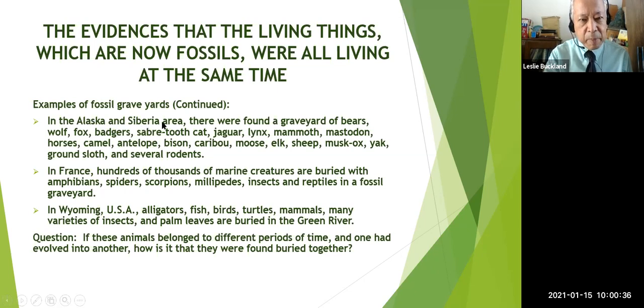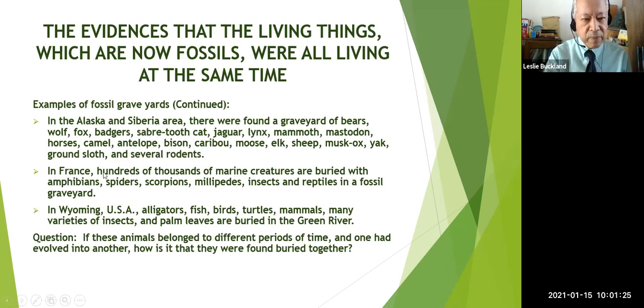In the Alaska and Siberia area, there were found a graveyard of bears, wolf, fox, badgers, saber-tooth cat, jaguar, lynx, mammoth, mastodon, horses, camel, antelope, bison, caribou, moose, elk, sheep, musk ox, yak, ground sloth, and several rodents, all in the same place, consisting again of creatures that were thought to have evolved into more advanced creatures, yet they're all together in the same fossilized graveyard.